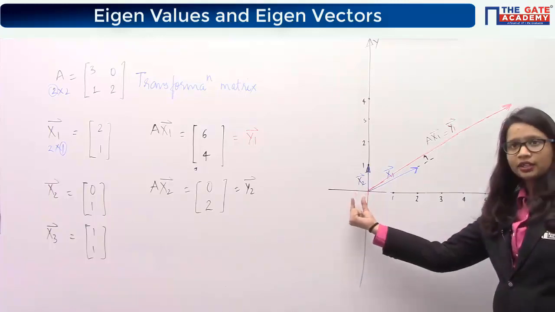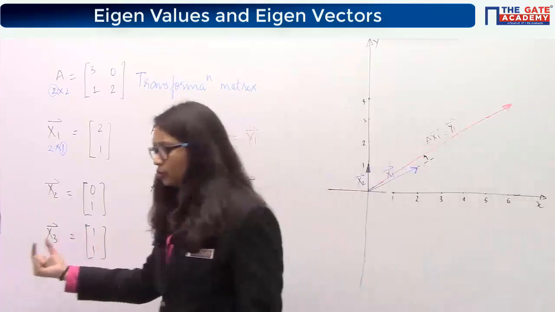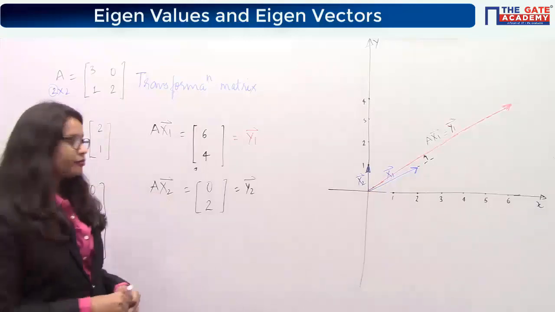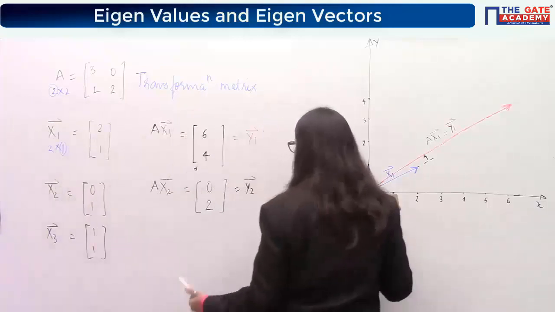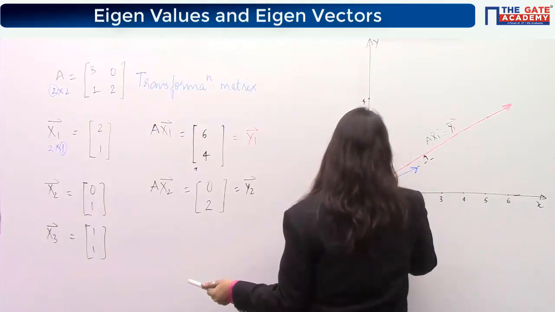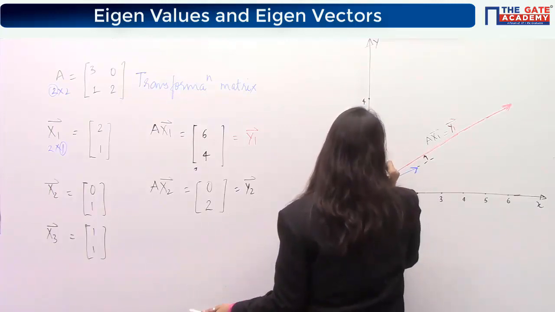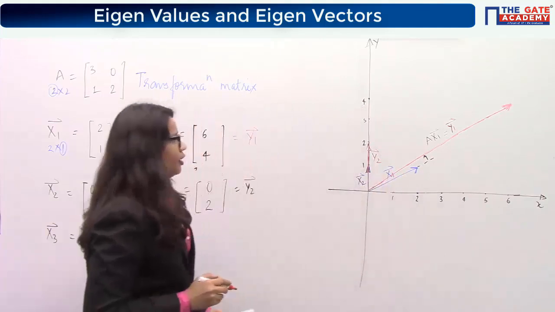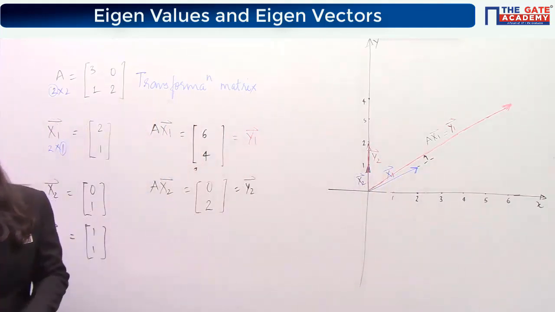Okay, so what happened? This was your initial vector 0, 1, pointing towards the point 0, 2. Now what happened to the vector y2? Where is the vector y2? It is towards the point 0, 2. So this is the vector towards the point 0, 2. This is y2. Again the vector has transformed.